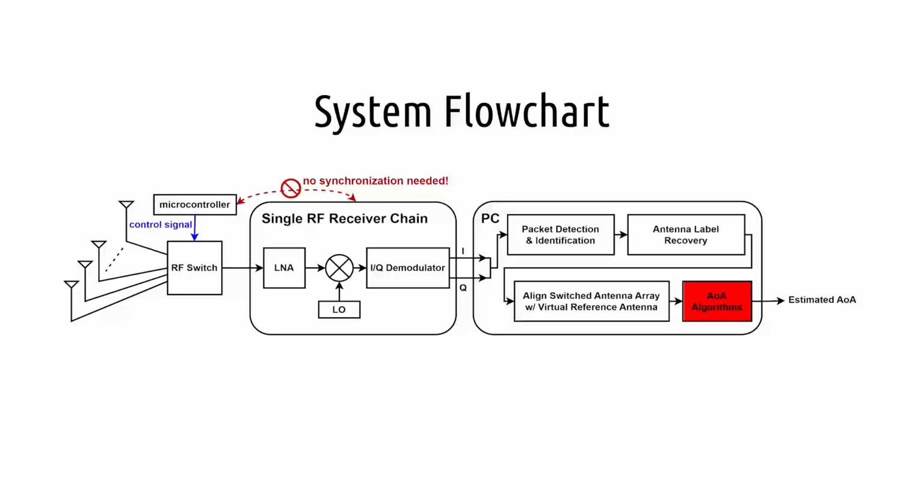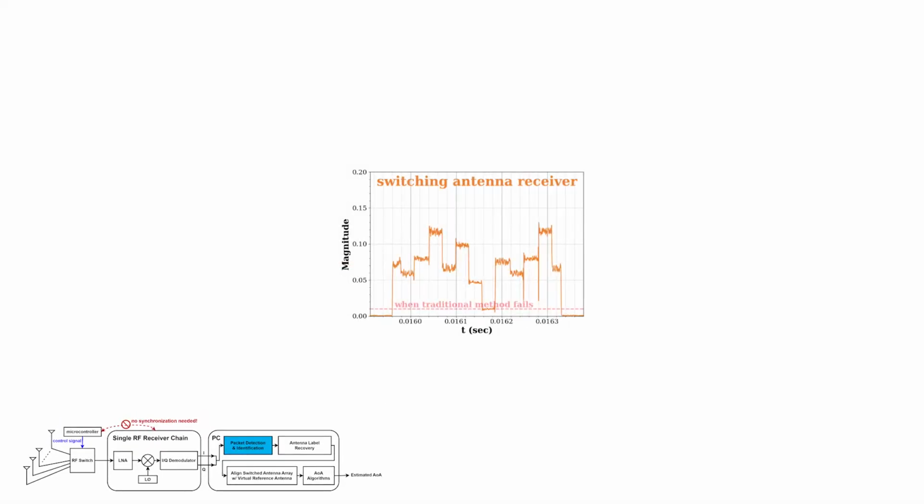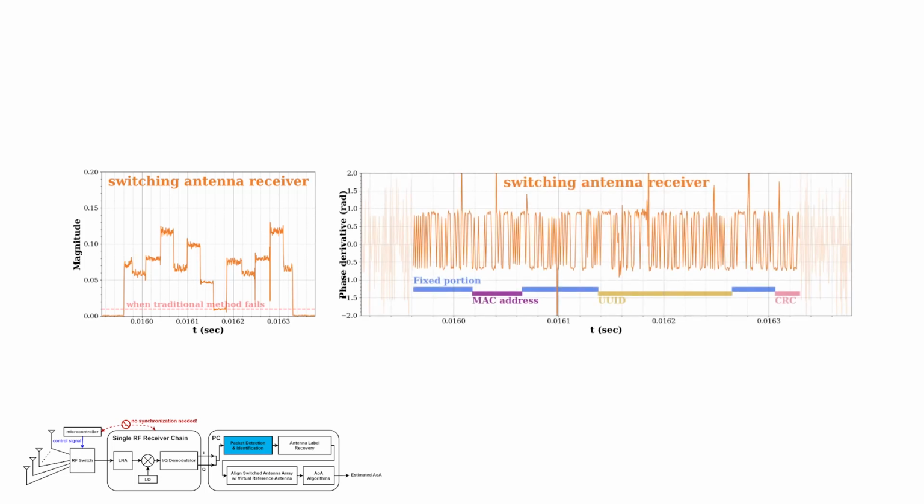But before the angle of arrival calculation, the system needs to first find the packet out of the received data stream, recover the antenna labels, and align the waveform to compensate for phase drift. Here is the received signal strength of the packet from a switched antenna array. The jumps and discontinuities are created when switching from one receiving antenna to another. The discontinuity also shows in the phase derivative of the waveform, causing bit errors when decoding.